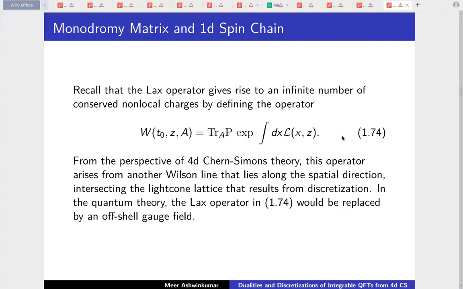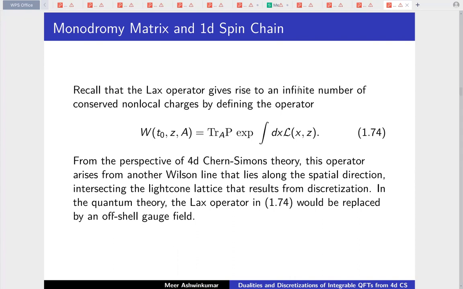So now we have had a glimpse of discretization. We also want to try to quantize these field theories. So recall that there was the monodromy matrix, which from the perspective of 4D Chern-Simons theory is just a Wilson loop in the spatial direction. And this actually intersects the light cone lattice, okay?